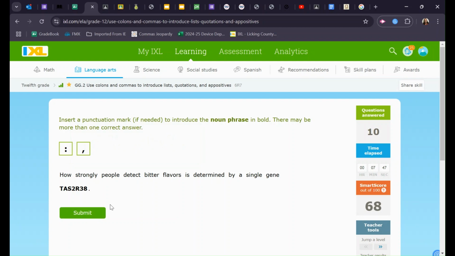How strongly people detect bitter flavors is determined by a single gene, TAS2R38. Well, this looks like a great place for a colon to me. I can say, and here's what it is.